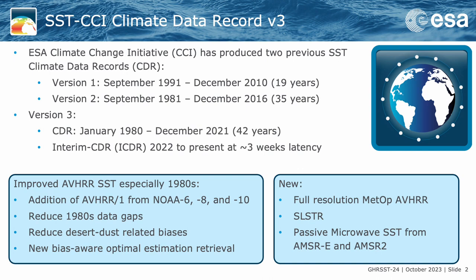The main improvements over version 2 are the longer record length by including data back to 1980 and immediate availability of the ICDR extension, improvements to the AVHRR processing to reduce data gaps in the 1980s, processing of AVHRR1 instruments, addressing the biases caused by desert dust aerosol, and implementing a new bias-aware optimal estimation retrieval. Additionally, we are now processing METOP AVHRR at full resolution and have added both SLSTR and Microwave AMSR instruments to the main climate data record.